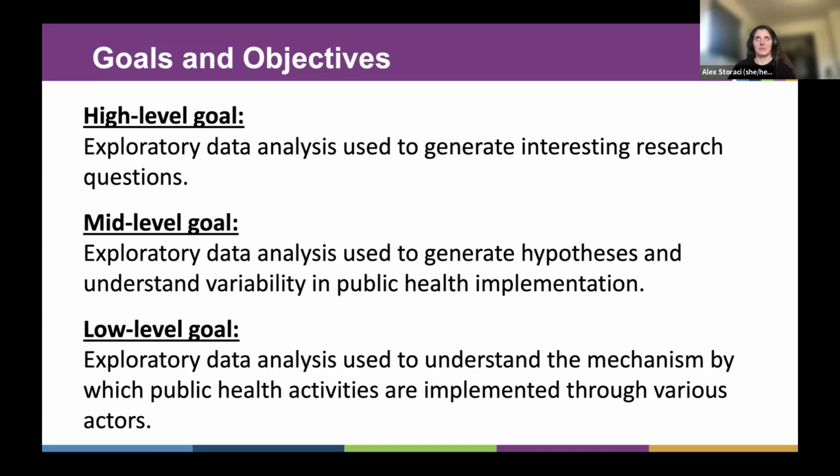There are different ways in which maybe state health agencies reach out to local organizations or vice versa, and how these organizations pull each other into the network, that kind of thing. So my high level goal was basically to perform exploratory data analysis and use the R-Shiny app to generate interesting research questions. The mid-level goal really focused on generating hypotheses and understanding variability in public health implementation. And then the low-level goal, which is a more specific goal, is to use this app to understand the mechanism by which public health activities are implemented through specific actors.